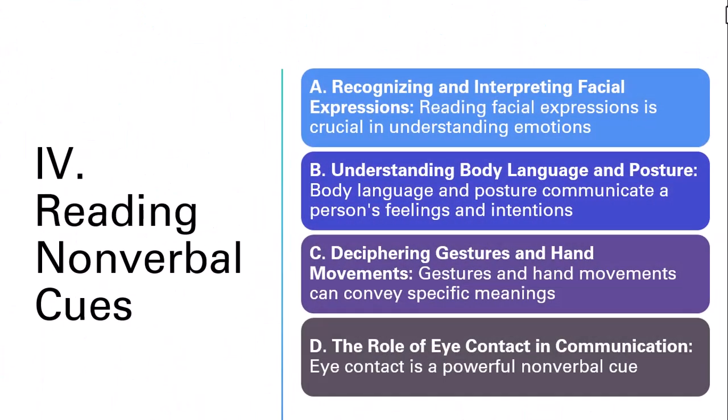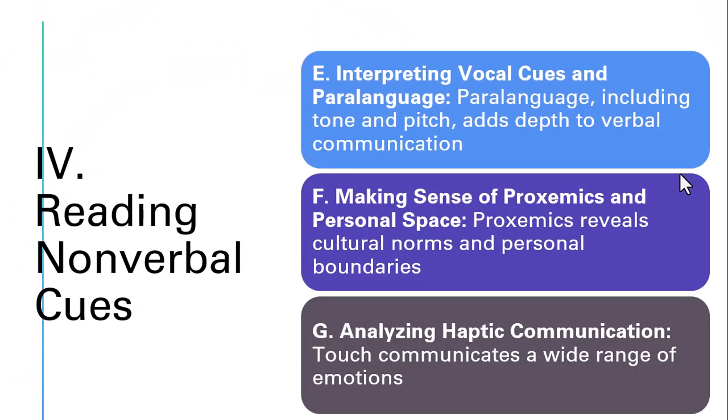Reading nonverbal cues. Recognizing and interpreting facial expressions. Reading facial expressions is crucial in understanding emotions. Body language and posture. Body language and posture communicate a person's feelings and intentions. Deciphering gestures and hand movements. Gestures and hand movements can convey specific meanings. The role of eye contact in communication. Eye contact is a powerful nonverbal cue.